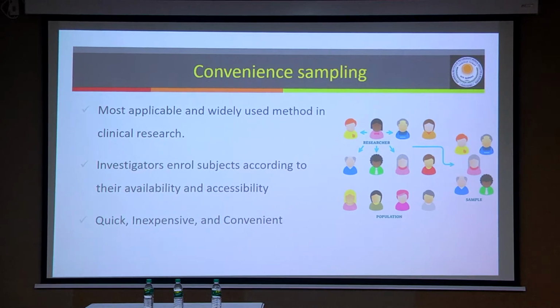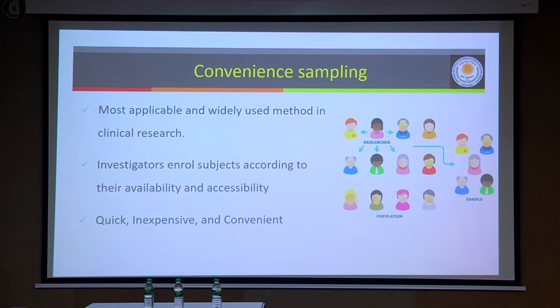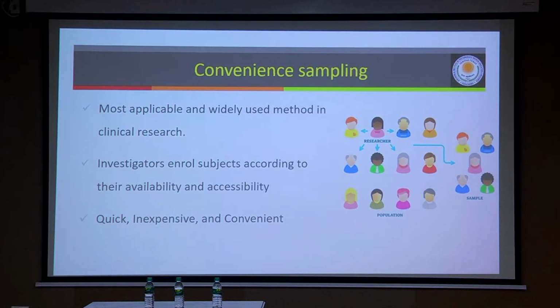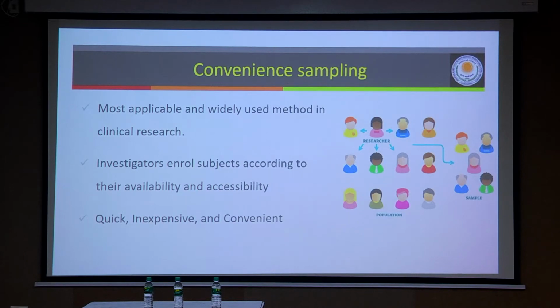Let's say you are sitting in an OPD, you want to include pregnant patients. So whichever pregnant patient comes to the OPD in SLIMS, you include in your study. This is according to your convenience, according to the patient's convenience, you include them in the research. This is called convenience sampling. It is quick, inexpensive, and very convenient also. So most of our studies which we will be doing in our hospital setup will come under convenience sampling only.